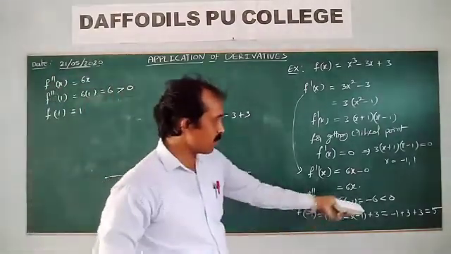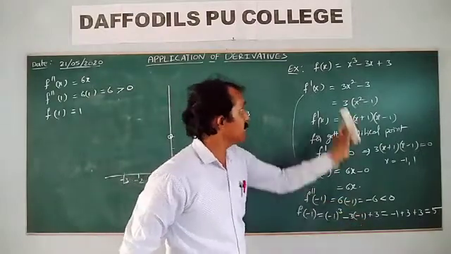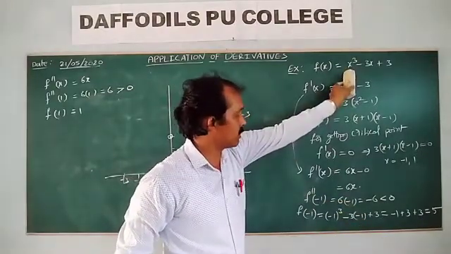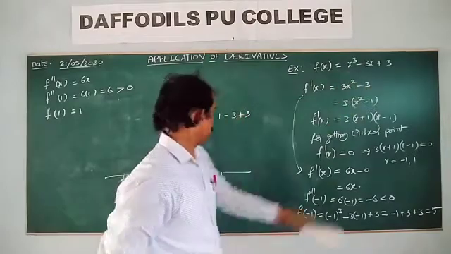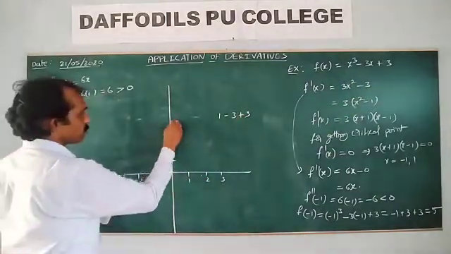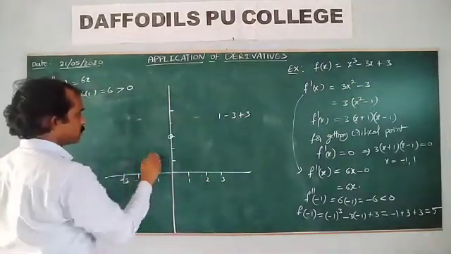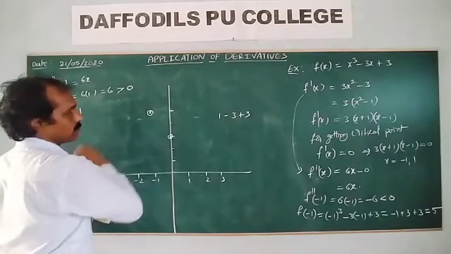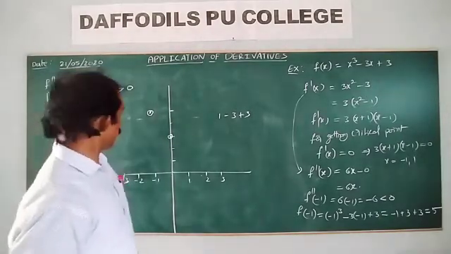At minus 1, what is the value? Minus 1 plus 3 plus 3. Okay, 5. Minus 1, 5. Right. At minus 1, 5.